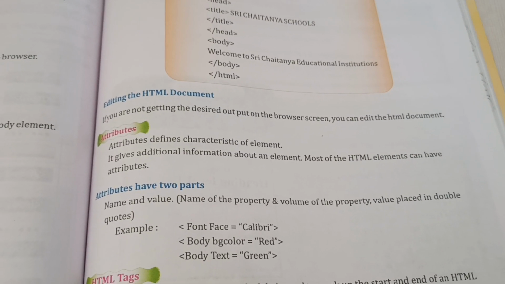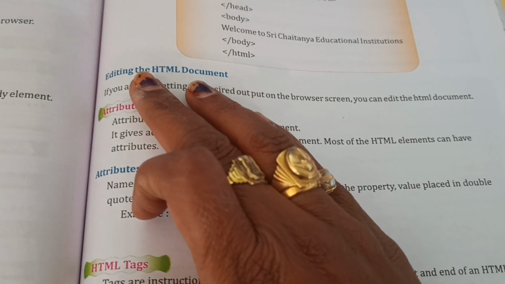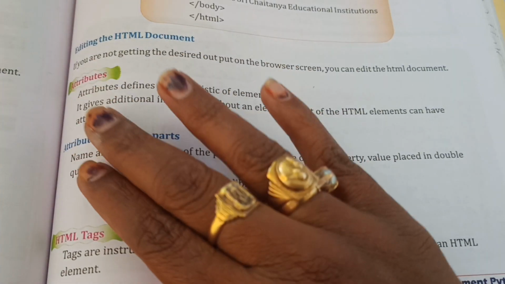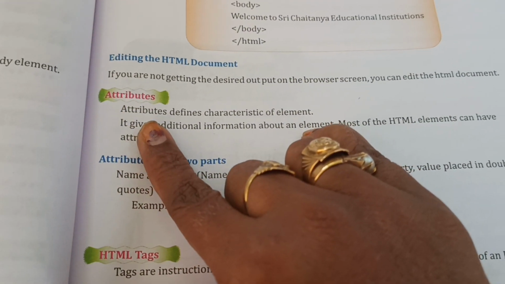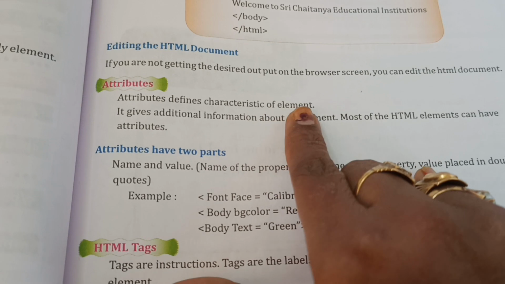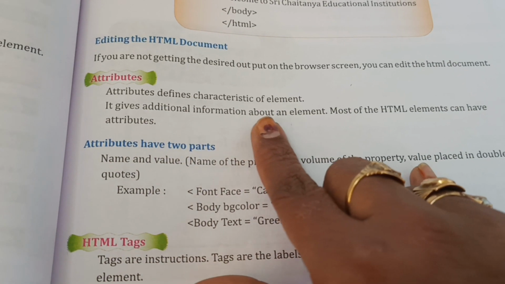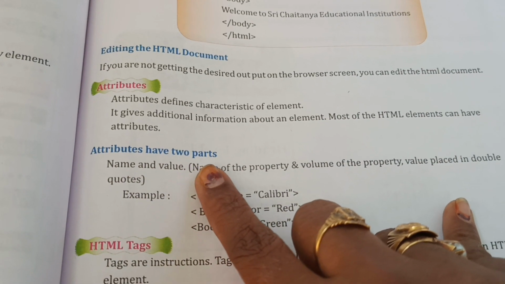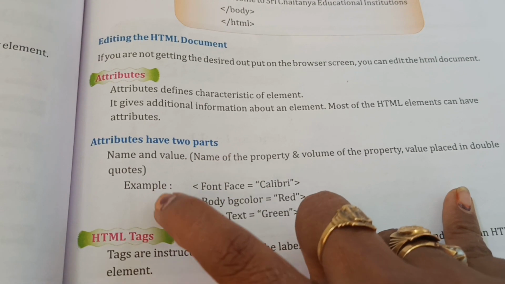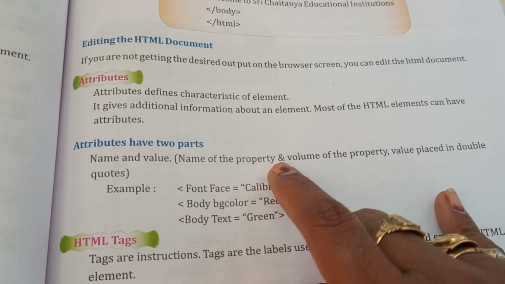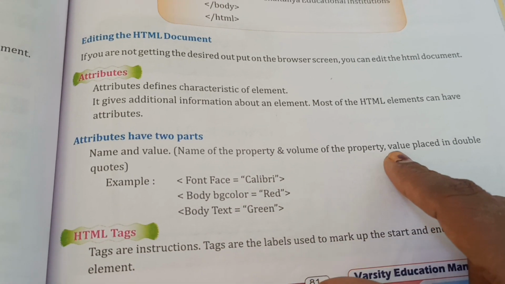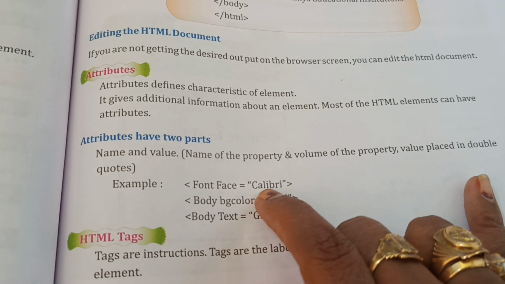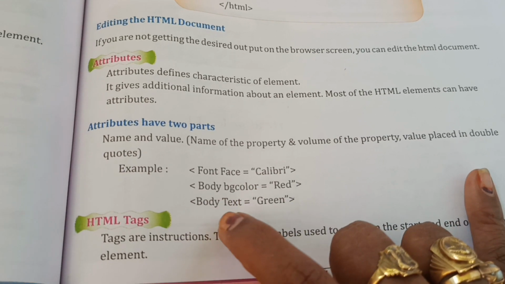Now, editing HTML. Attributes define the characteristics of elements and give additional information about the elements. Attributes have two parts: property and value. For example: font face, body background color, body text.